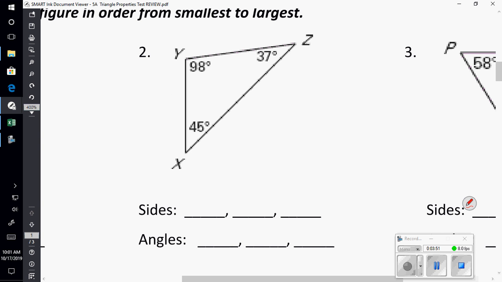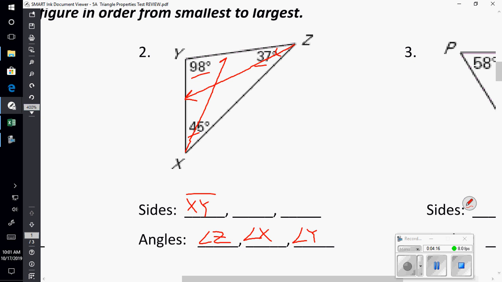We'll start with the angles here. Angle Z is the smallest, followed by angle X, followed by angle Y. Looking at the measures, 37, then 45, then 98. In order to do the sides, the smallest angle, the smallest side will be across from it, and that is side XY.